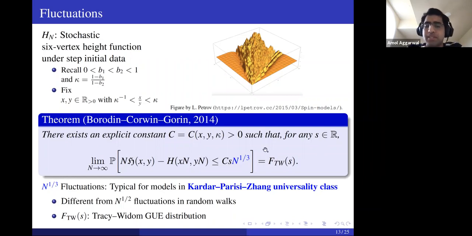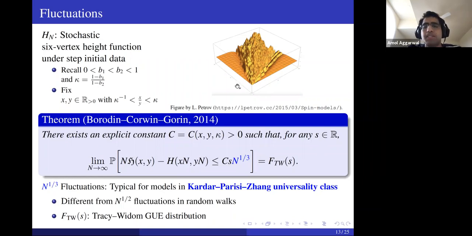Now, this F_TW is the Tracy-Widom GUE distribution. It governs the law of the largest eigenvalue of a Gaussian unitary matrix in the limit of high dimension. So what the theorem is basically telling you is that one, the order of the fluctuations is n to the 1/3, and two, that the limiting fluctuations tend to this Tracy-Widom law.